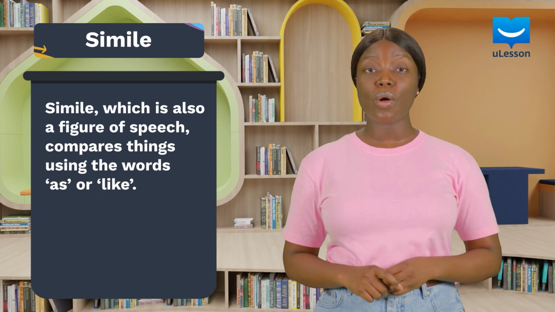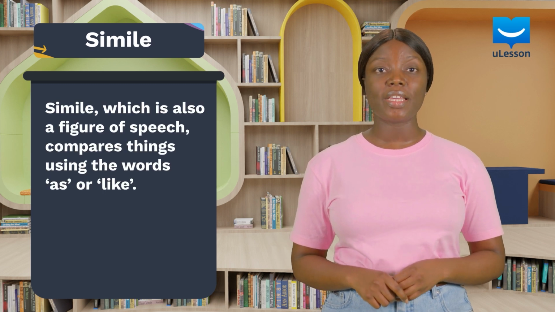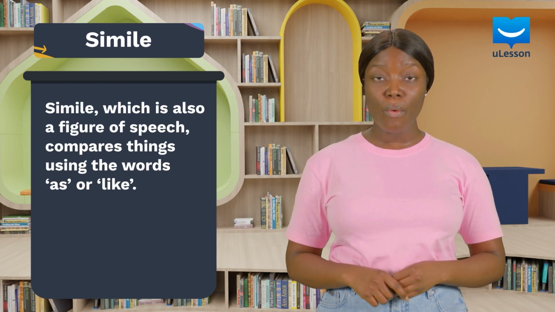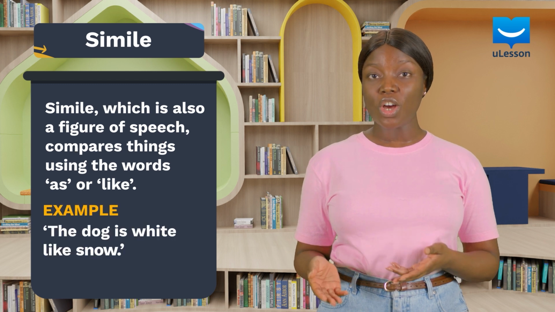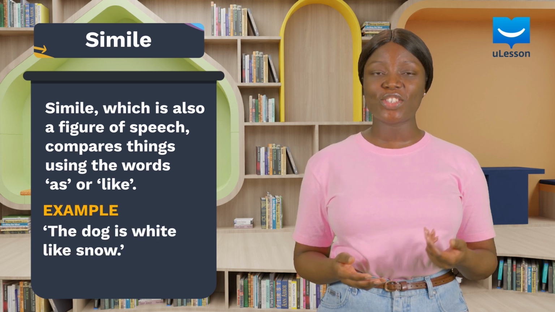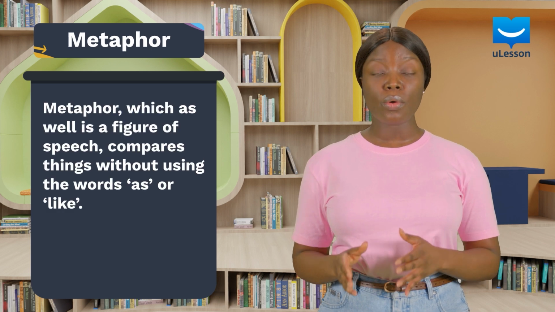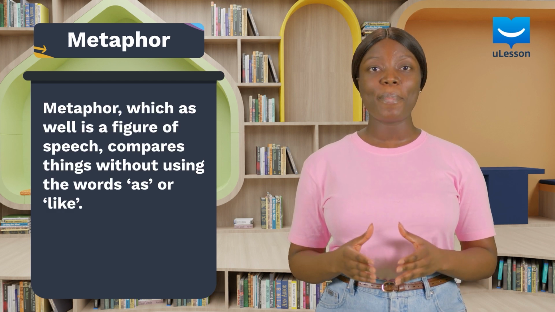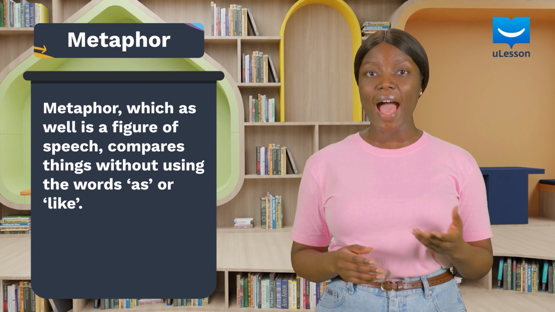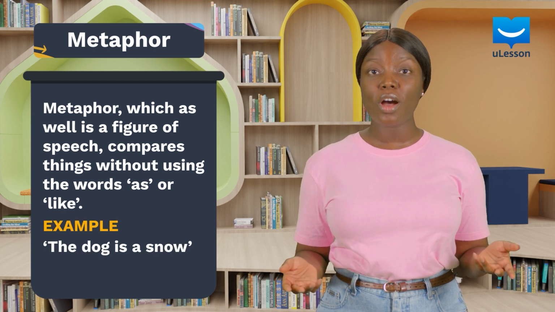Simile. Simile, which is also a figure of speech, compares things using the words as or like. The dog is white like snow. Metaphor. Metaphor, which is also a figure of speech, compares things without using the words as or like. The dog is a snow.